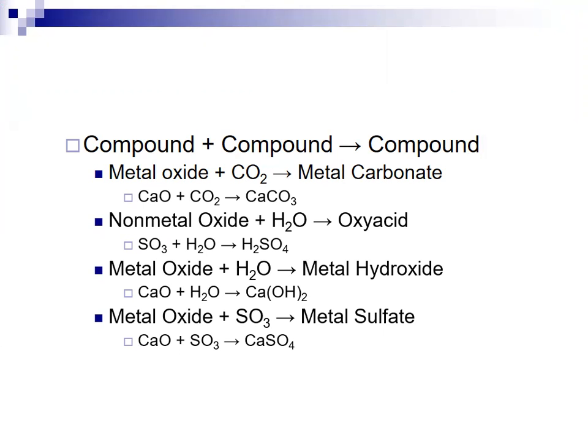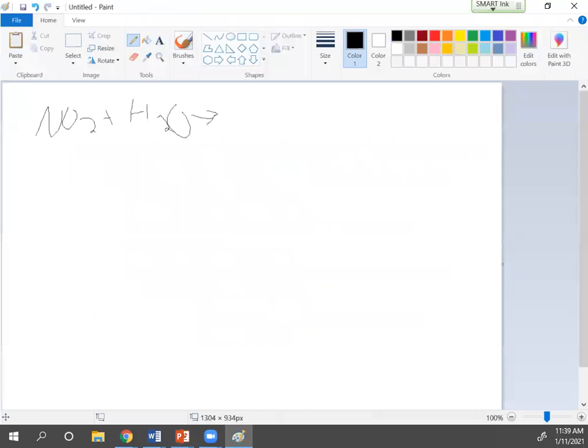So my question is, is it a non-metal oxide or a metal oxide? Non-metal oxide, because nitrogen is a non-metal. So we know it's going to make an oxy acid, okay? So how are you going to determine which oxy acid it is? How many O's are there? So which acid do you know has H, N, and 3 O's? Nitric acid. So it would make nitric acid.